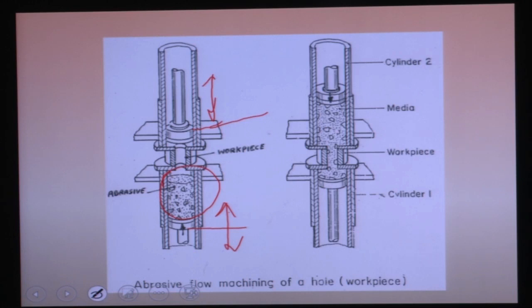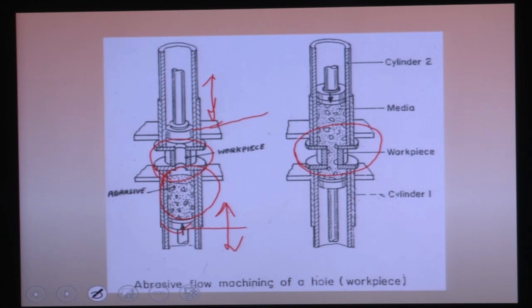So when the top media cylinder piston is coming in the downward direction, the bottom media cylinder is also going in the downward direction. That's why the media will flow through the workpiece. So this is the workpiece here. The media is forcefully made to flow through the workpiece surface. So you have to design this zone of the workpiece so that the media will flow through where you need polishing.